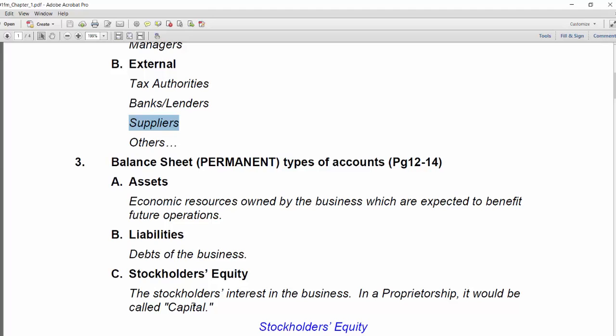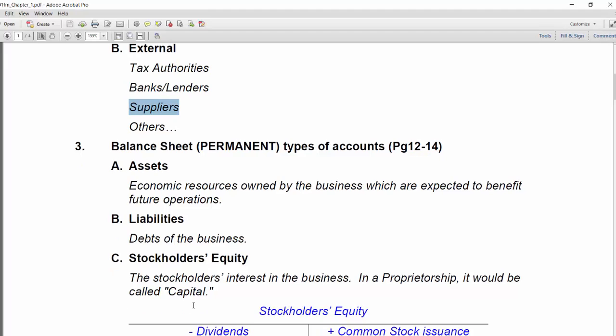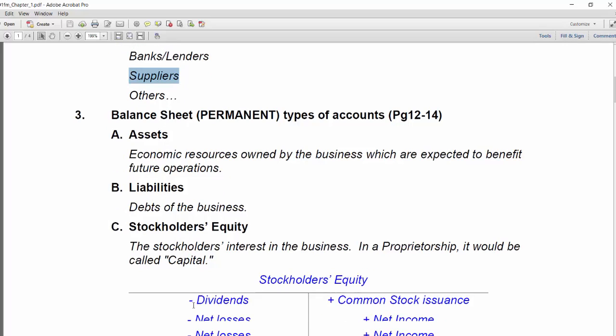The things that have impact on stockholders' equity are any dividends we pay to our stockholders as a reward for being a stockholder, amounts we receive from issuing stock, and any net income or net losses that we have for a particular year, which will be explained in a little while.